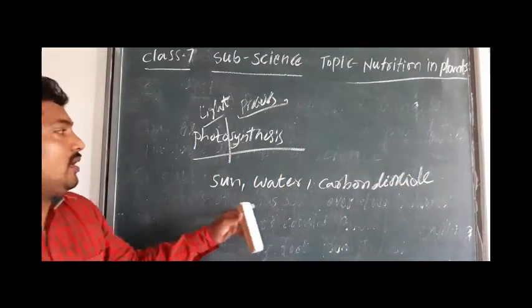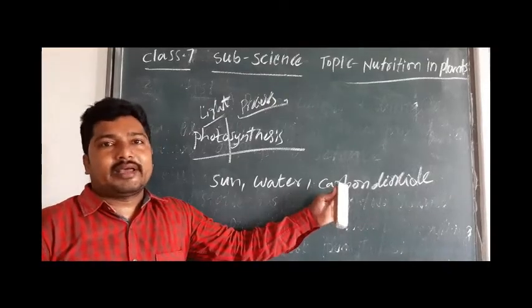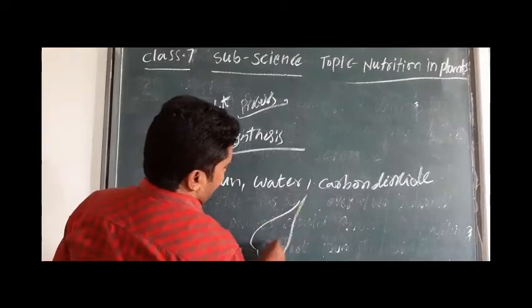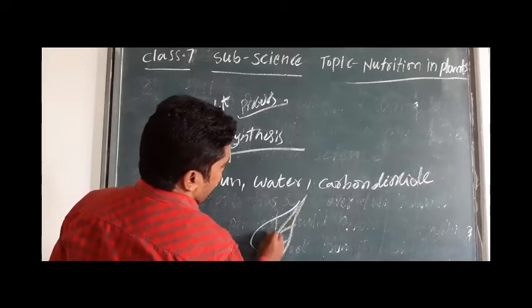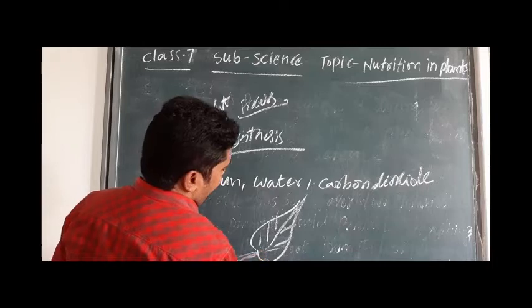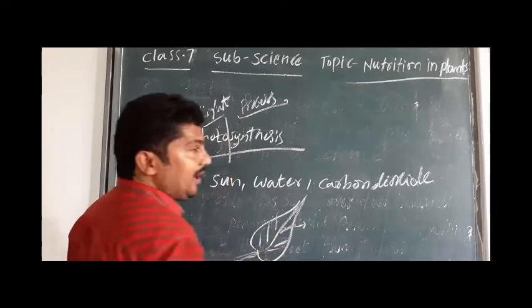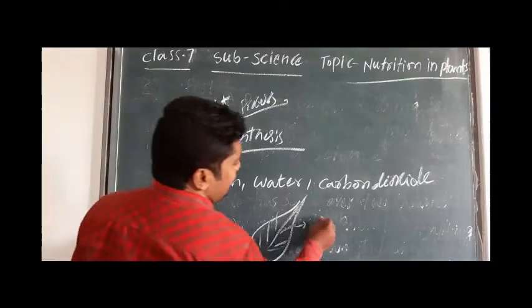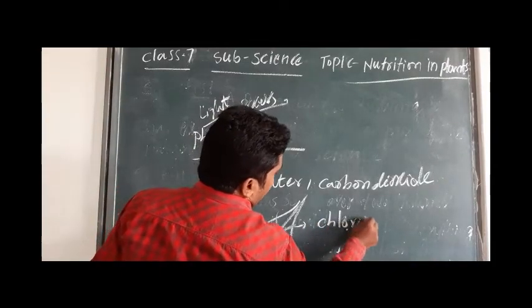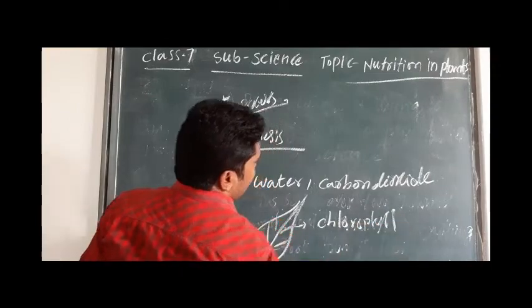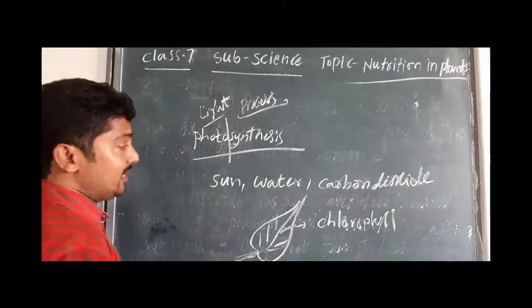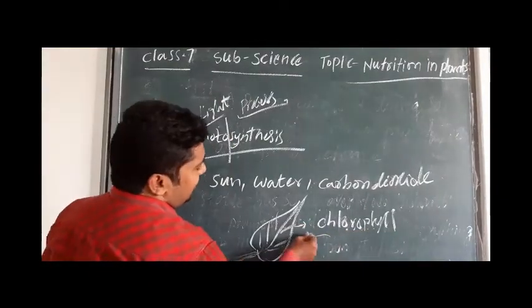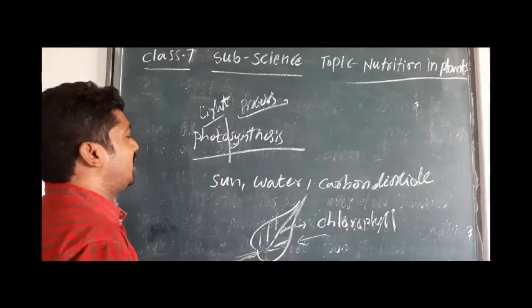Understand? Sun is required. Water is required. Carbon dioxide. So the green leaves, when you take the green leaves, they contain chlorophyll. Not all plants have green color. Some plants have the green color. The pigment is called chlorophyll. Those plants that have this green color have chlorophyll. If they have chlorophyll, they are green in color.